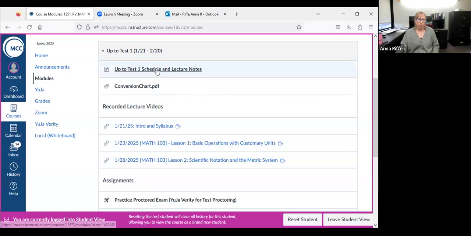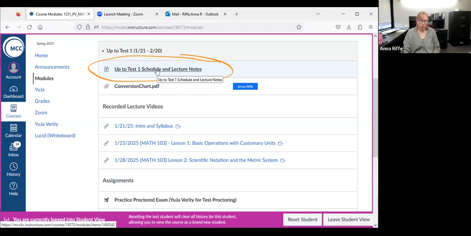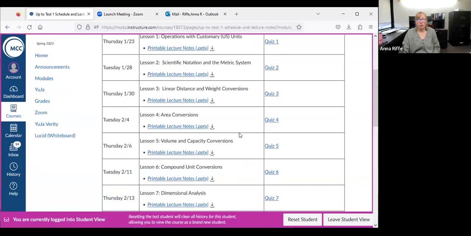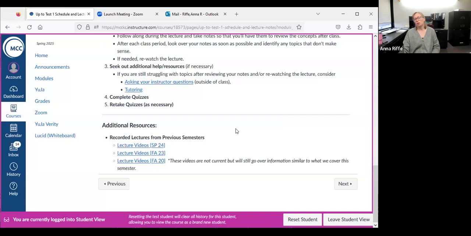There is another option for viewing recordings. You can go to the up to test 1 schedule and lecture notes. Click on that. And then at the very bottom of this page, there are lectures from previous semesters. The one at the top, that's current, essentially. So that'll have the same slides that we are using for our class. We'll go through the material in the same order.